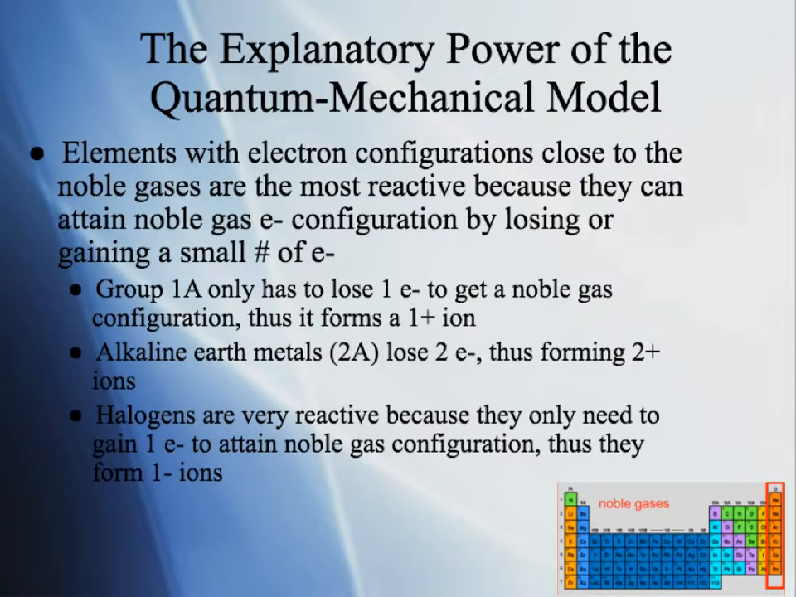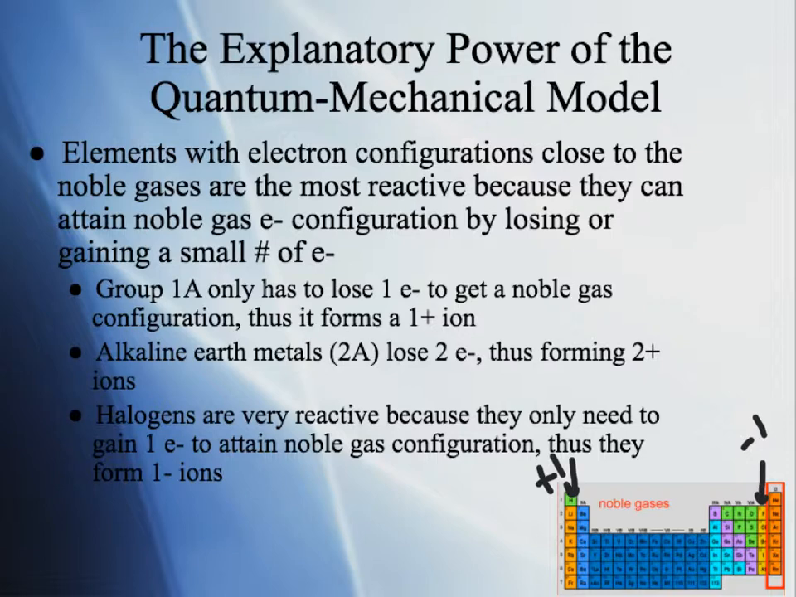All right, so those elements with electron configurations super close to the noble gases are the most reactive because they attain noble gas configuration by either losing or gaining a small amount of electrons. So we're talking here the halogens, right, and also the alkali metals. Both of those are very, very close to the noble gases. The halogens here are just 1 away, so they just need to gain 1 electron to be like those noble gases. And the alkali metals have just 1 extra electron than those noble gases, so they just need to lose an electron in order to have the same number of valence electrons as the noble gas near them.